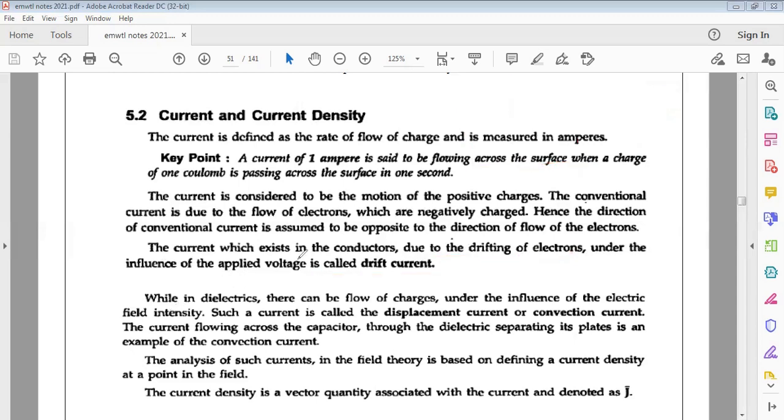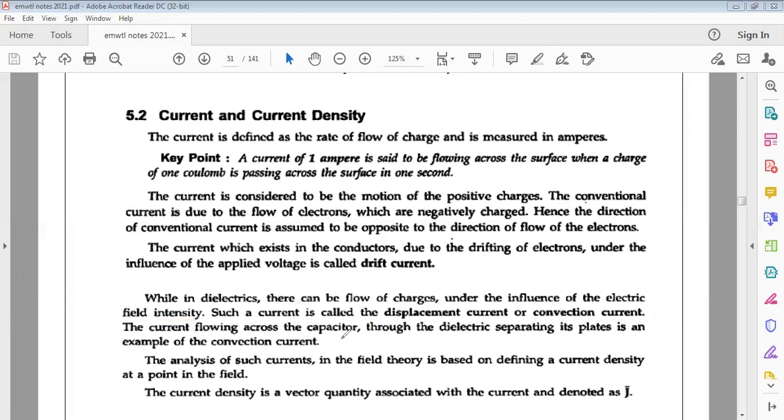While in dielectrics, there can be a flow of charges under the influence of electric field intensity. Such a current is called displacement current or convection current. When a voltage is applied, there is a flow of charges and current passes through that medium, and that current is called displacement current or convection current.